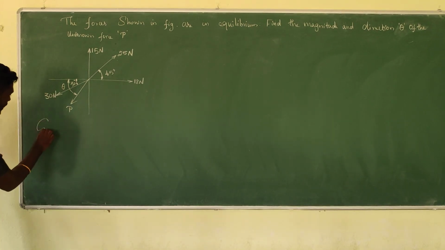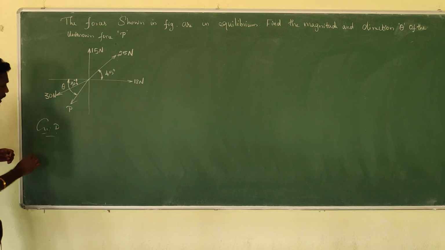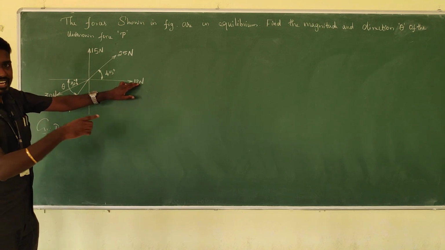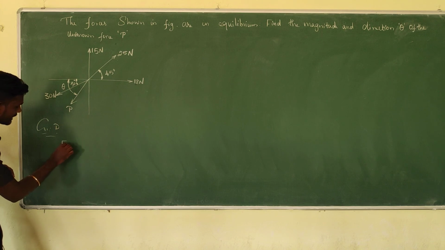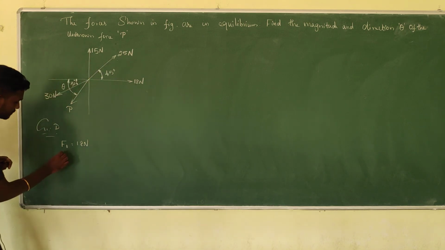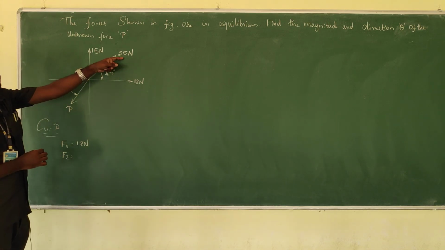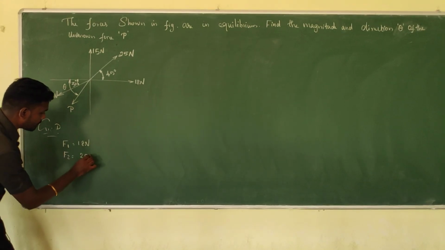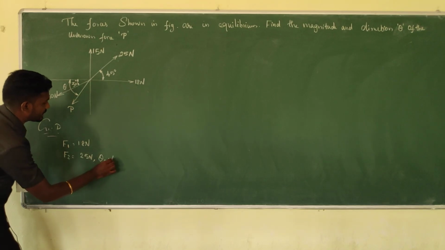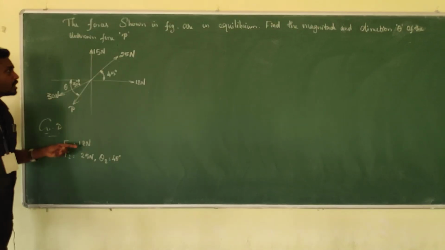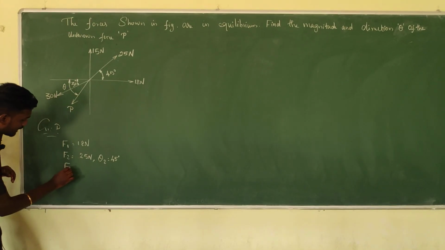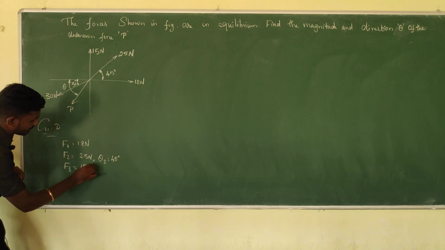So try to take the given data. Here in the first quadrant we have 80 Newton, which is a horizontal force. So I am going to take it as F1, 80 Newton. And what about the second one? F2, force 2, which is 25 Newton and inclined at an angle theta 2, which I can take as 45 degrees. And what about the next force? 50 Newton is there, which is just vertical. So it is F3, 15 Newton.